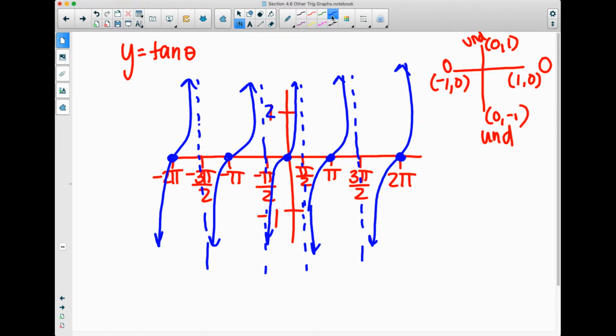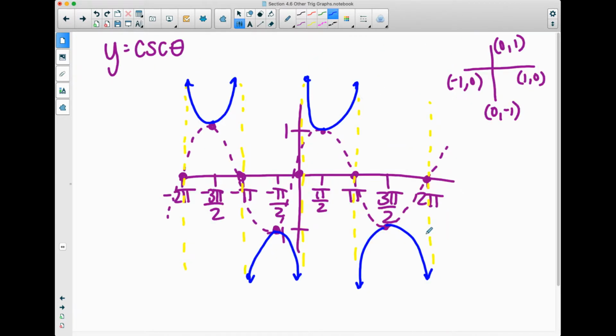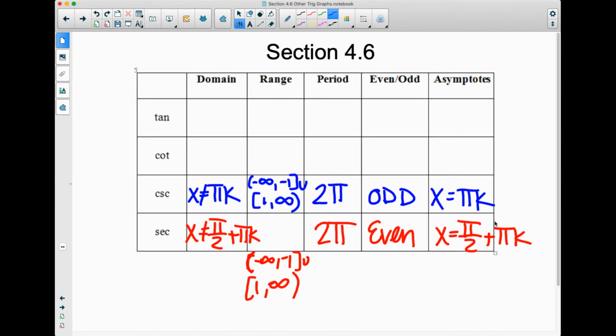But the only way you could really show that is if you put pi over 4 down here, and then you went up to that 2 and put a dot. Okay. So that's tangent. Let's go. So looking at this one, we have an asymptote at pi over 2 and 3 pi over 2. So that's very similar down here with secant. So tangent's going to have the same domain as secant.